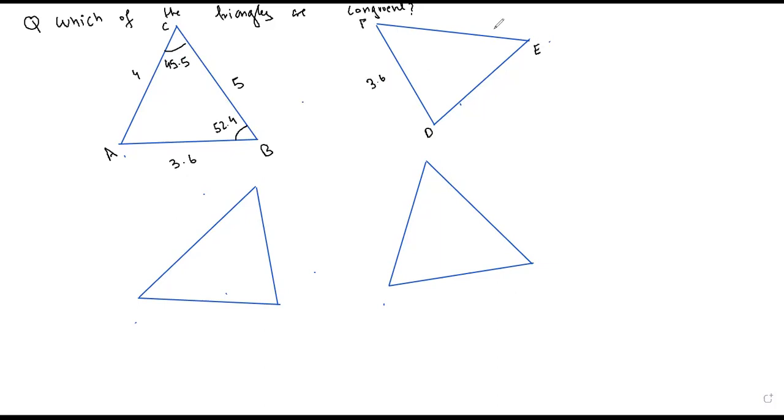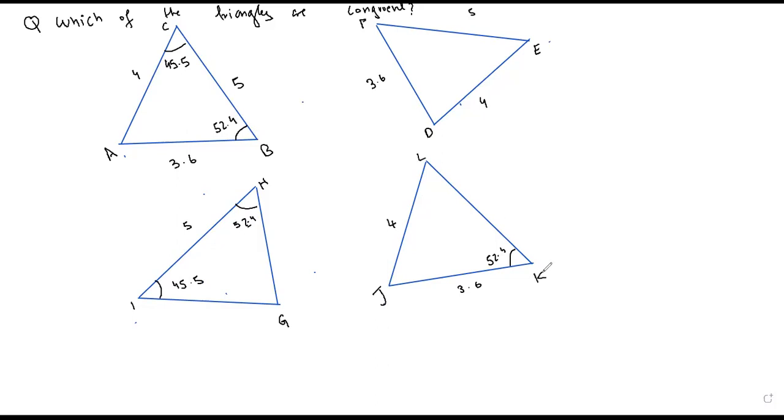This side is 3.6. This is 5. This is 4. Then it is I, G, H. This side is 5. This angle is 52.4 and this angle is 45.5. This is 4. This is 3.6 and this is 52.4 and this is J, L, and K.